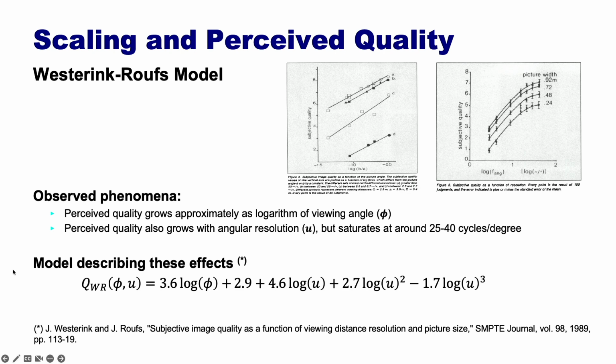So what happens is that, based on a series of psychophysical experiments, what they observed is that the perceived quality grows approximately as the logarithm of viewing angle, and then it also grows with angular resolution, but then it starts to saturate around 25 to 40 cycles per degree. And they provided a model which, based on these two parameters, you can use to try to predict the quality of the picture that was displayed on the screen, right?